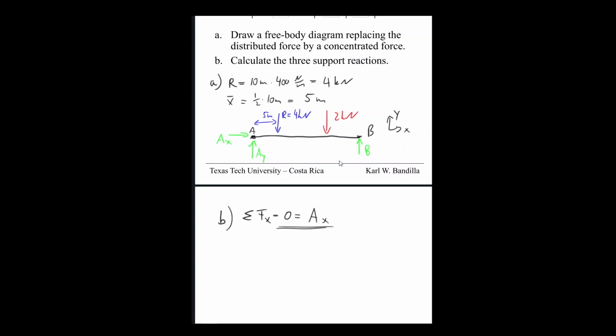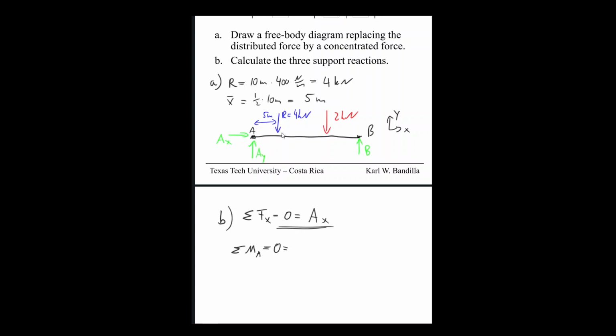If we, for instance, do the moment around A, then AY doesn't have a moment arm, and neither has AX, but we already know AX is 0, so it doesn't really matter. So the only unknown that has a moment arm is going to be B. So we can directly solve for B out of that. So let's do that. We say sum of moment around A equal to 0.